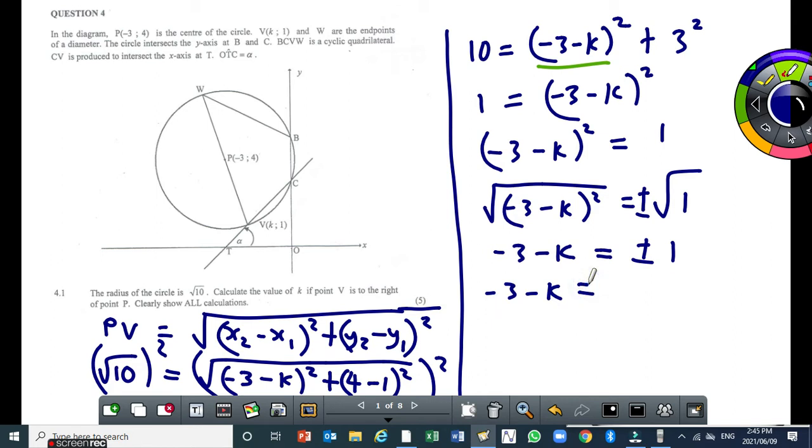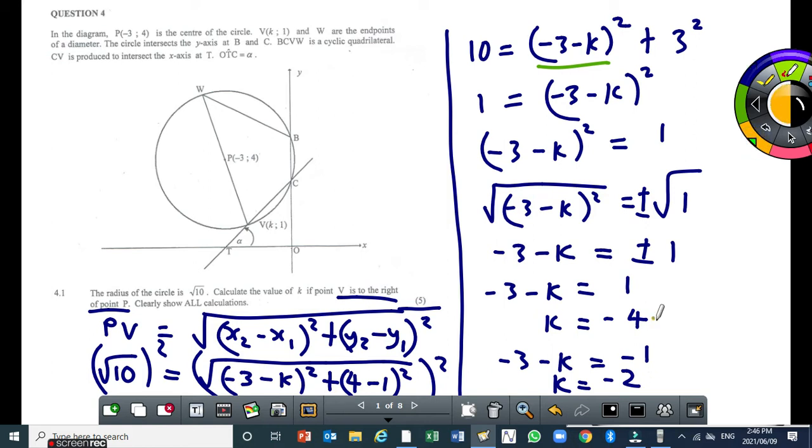Then I can write this up as minus 3 minus k. If I take the positive, now remember, this is very important, we said point B is to the right of P. Because you can get a value to the left of point P. So minus 3 minus k, if I take the positive 1 there, I'll end up getting my k as negative 4. Right? If I take the negative 1, I'll end up getting my k as negative 2. So the question will be now, which value would you take between these two? K equal to minus 4 and k equal to negative 2.